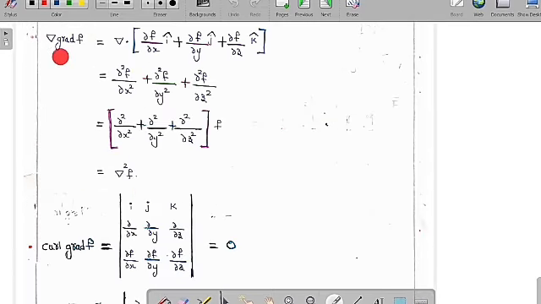Suppose I want to find the del of the gradient of f, meaning the divergence of the gradient of a scalar function. So del dot of, this is nothing but dou f by dou x i cap plus dou f by dou y j cap plus dou f by dou z k cap. If you do the dot product, we are going to get dou square f by dou x square plus dou square f by dou y square plus dou square f by dou z square. Basically it is a scalar quantity, so you can take f outside, then we get dou square by dou x square plus dou square by dou y square plus dou square by dou z square into f. This is nothing but del square f.